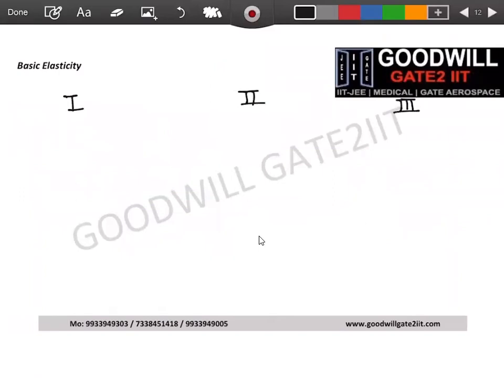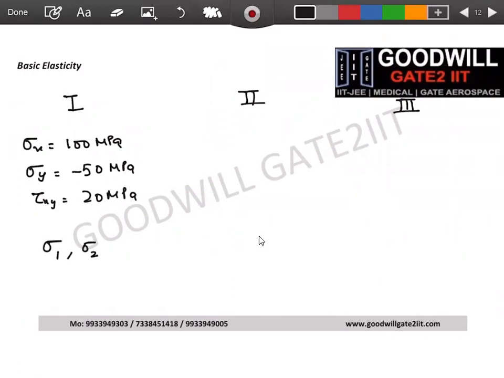So they will give you a 2D stress element with data like this. Sigma X is 100 MPa. Sigma Y is, let's say, minus 50 MPa. And tau XY is, let's say, 20 MPa. If you have this, please calculate what is the major principal stress, what is the minor principal stress, or maybe what is the principal plane. This is one way of asking a question, in statements.